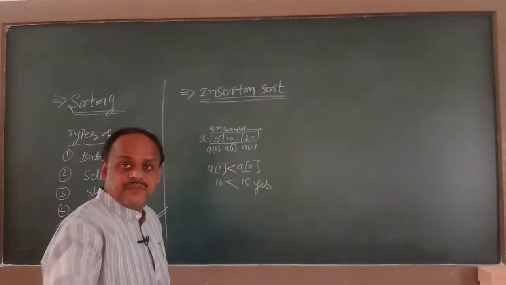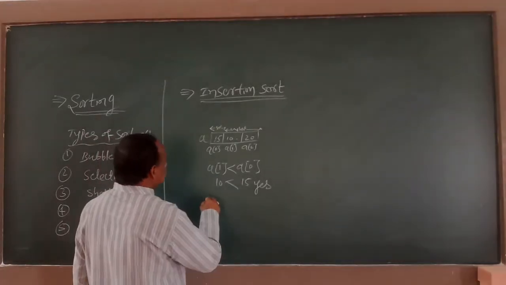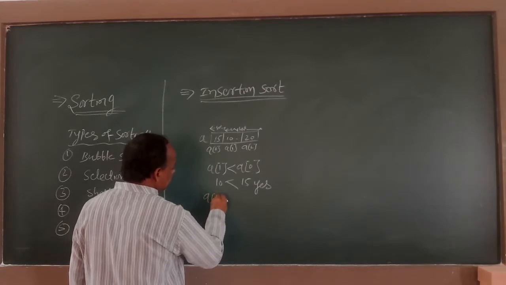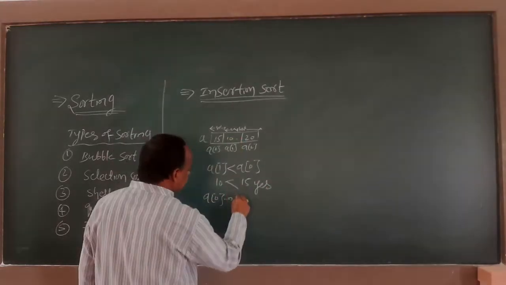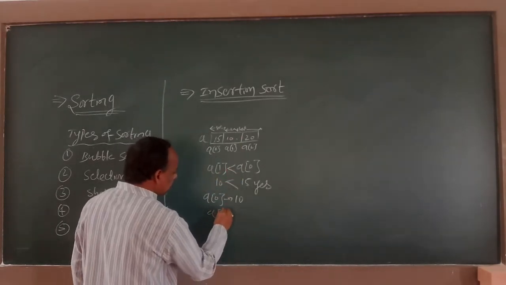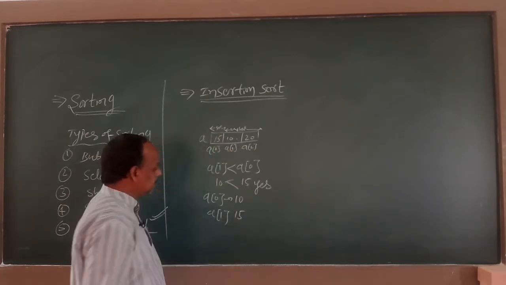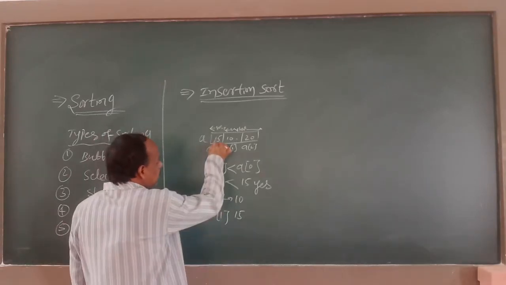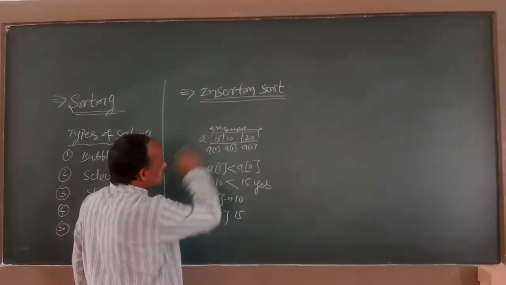So in this way we have to interchange. In the first position, that is a of 0, the second element is placed. The second element, 10, is placed there, and in the second position, a of 1, the first element, 15, is placed. Now initially only one position is sorted. Now two positions are sorted.